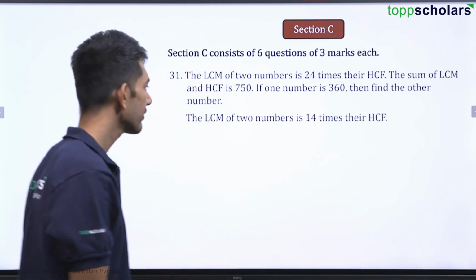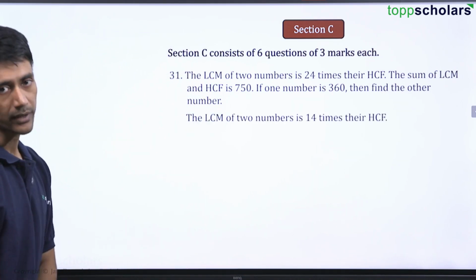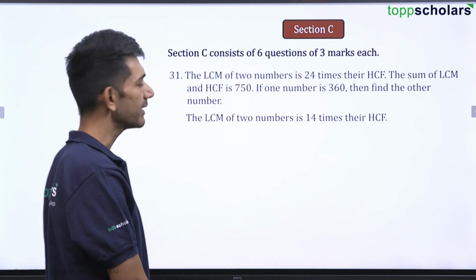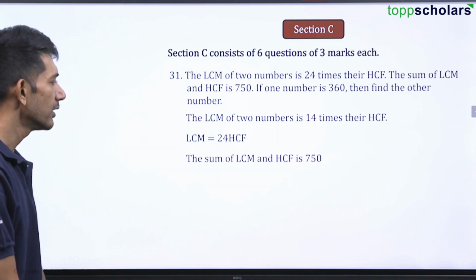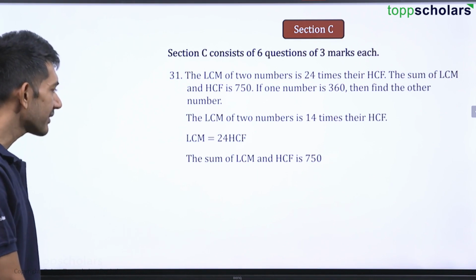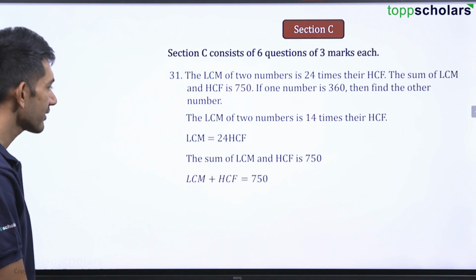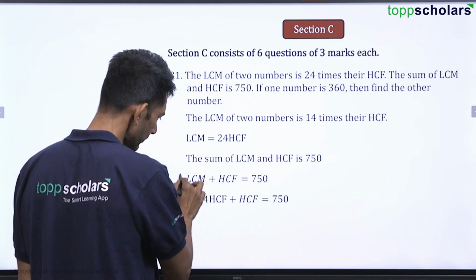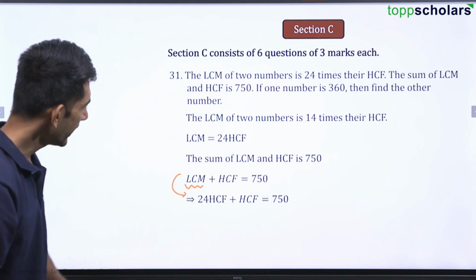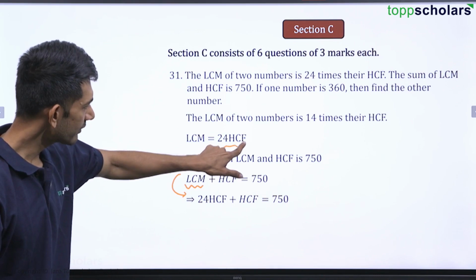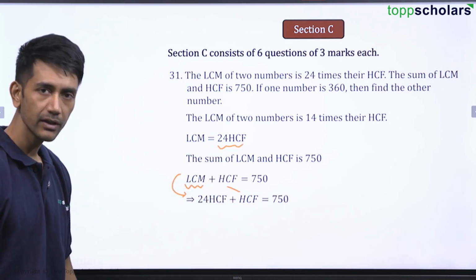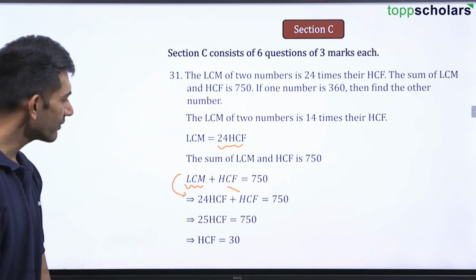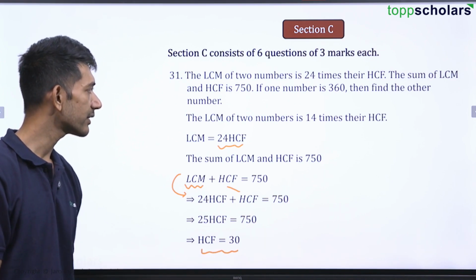Okay, so let's have a look at this. LCM of two numbers is 24 times their HCF, that is given. That is, LCM is equal to 24 HCF. Sum is given. LCM plus HCF is 750. One number is 360. Now, LCM is already 24 times HCF. Instead of LCM, I am putting 24 HCF. So 24 HCF plus HCF is 750. So 25 HCF is 750. So HCF is 750 divided by 25. That gives me 30.